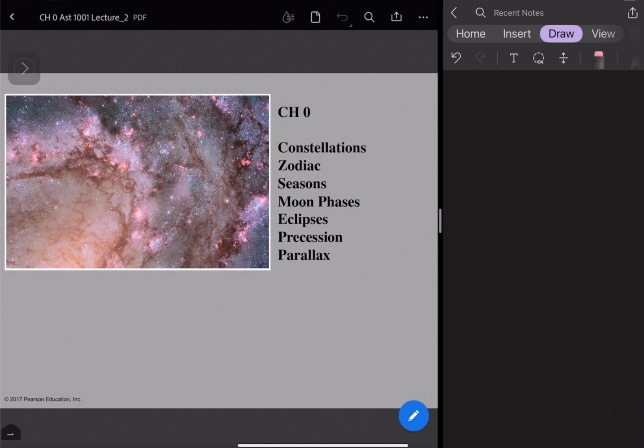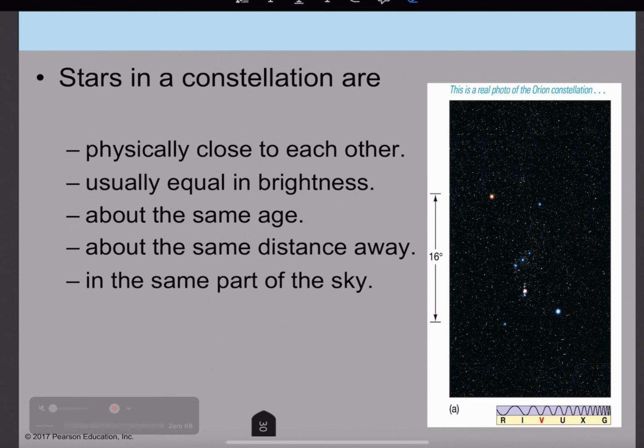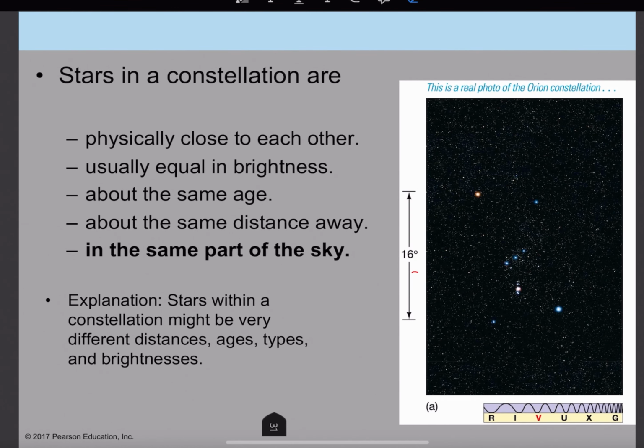Hi everybody, here we're going to begin the review for test 1, which is going to cover chapters 0 and 2. Here's our first question. Stars in a constellation are which of the following? So the answer is that they're just in the same part of the sky.